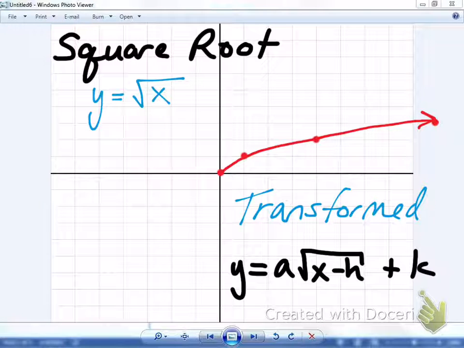The next one is a square root function. Its parent starts at 0, 0 and goes to the right, or it looks like it goes to the right. Y equals the square root of x is the function rule for the parent function. It's transformed down at the bottom. Y equals a times the square root of x minus h plus k.